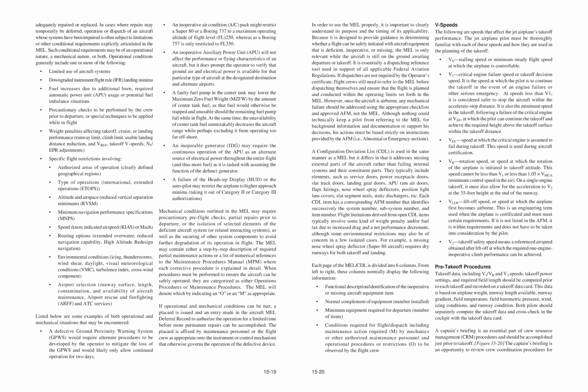A configuration deviation list, CDL, is used in the same manner as a MEL, but it differs in that it addresses missing external parts of the aircraft rather than failing internal systems and their constituent parts. They typically include elements such as service doors, power receptacle doors, slat track doors, landing gear doors, APU ram air doors, flap fairings, nose wheel spray deflectors, position light lens covers, slat segment seals, static dischargers, etc. Each CDL item has a corresponding AFM number that identifies successively the system number, subsystem number, and item number.